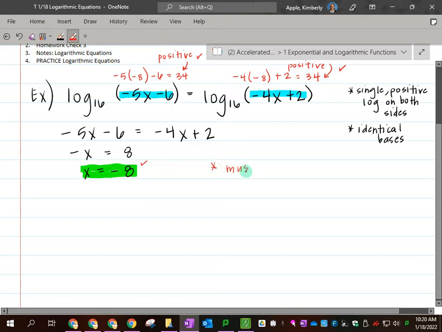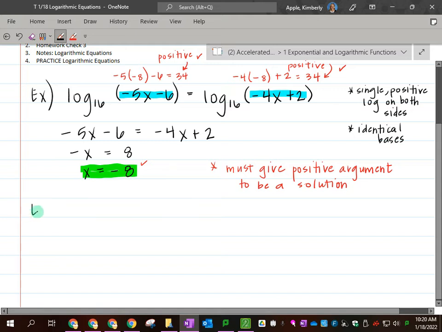So must give positive arguments. What's the argument? What am I talking about when I say that? It's what's inside the log. This in blue is the argument of the logarithm. You're going to hear me say that a lot, okay? But that's what I'm talking about. Like for this log, negative 5x minus 6 is the argument. It's what's inside of the logarithm. To be a solution. To be a solution. Okay.